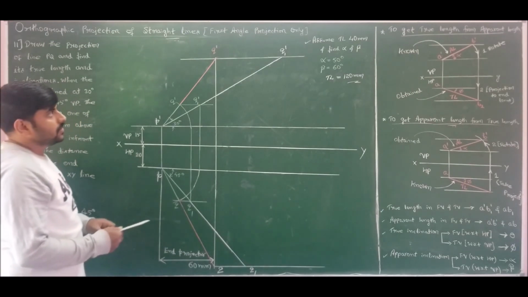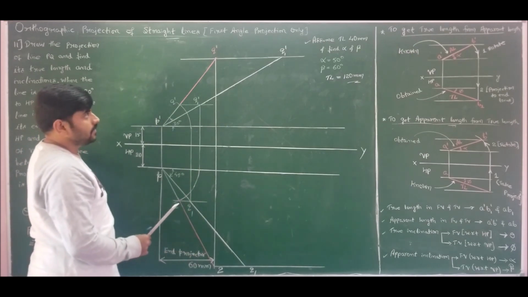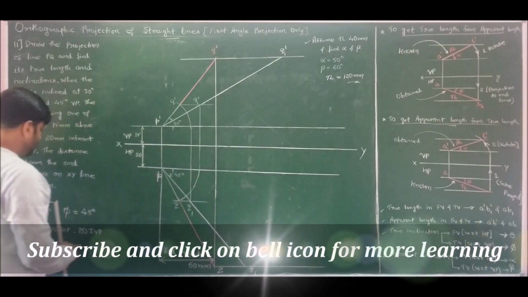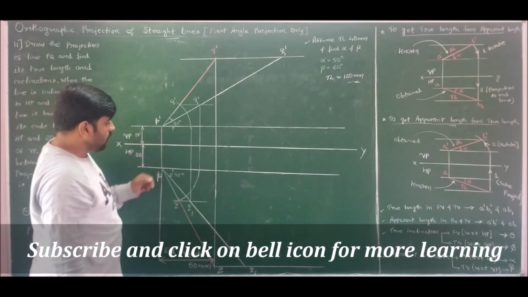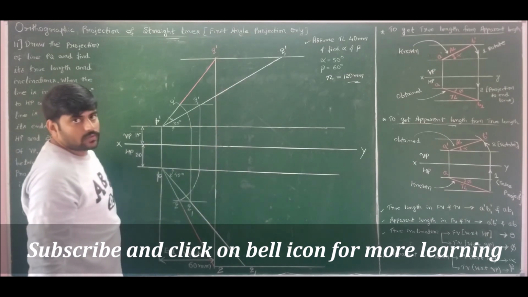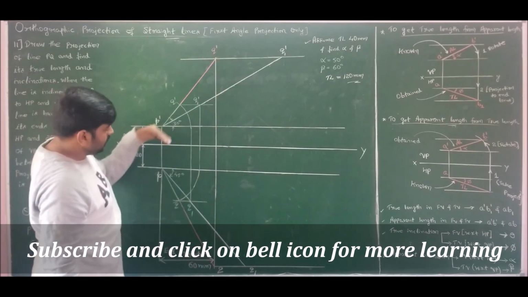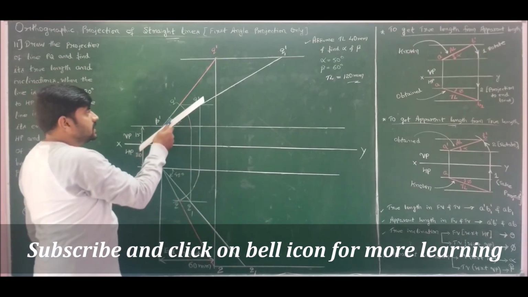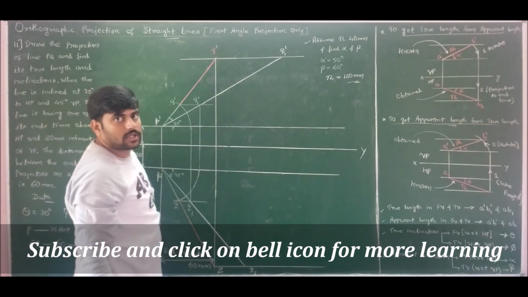First, you assume the true length which is less than the end projector dimension. Then for the assumed true length, you know the values of theta and phi. Solve the problem and find the values of alpha and beta. Once you know alpha and beta, we know the end projector. Extend the line to get the end projector on either side and fix the actual locus. Now extend this assumed true length to intersect the locus to get the actual true length.